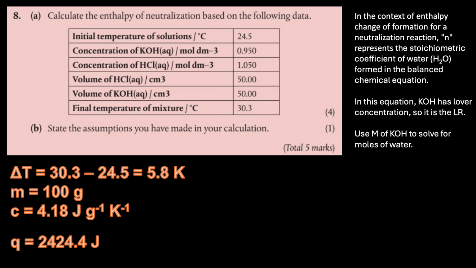So that's going to be Q equals mcΔT. Our change in temperature is going to be 30.3 minus 24.5 from the data given. Our mass, since we're using water and our assumption is that it is a density of 1, we can take our 50 centimeters cubed of each, add them together, that would be 100 centimeters cubed, which equals 100 grams if your assumption is that the density is 1. And then our specific heat of water is 4.18.